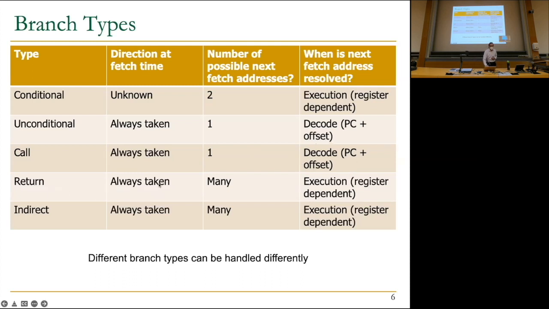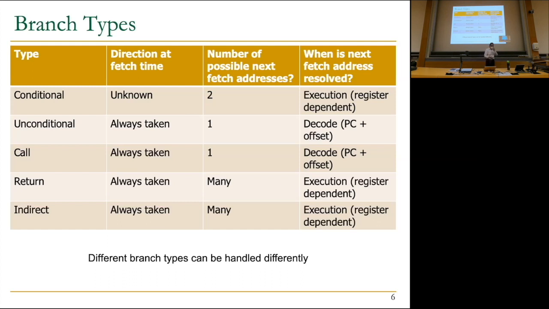Returns are always taken, but the target address can be many, not just one, because you may jump to a function from many different call sites. And when you return from that function, you should be able to go back to the call site that initiated the function, right? So there may be 1,000 places in the program that call the same function. Whenever you return, you need to go to the right one of those 1,000 call sites. How do you do that?